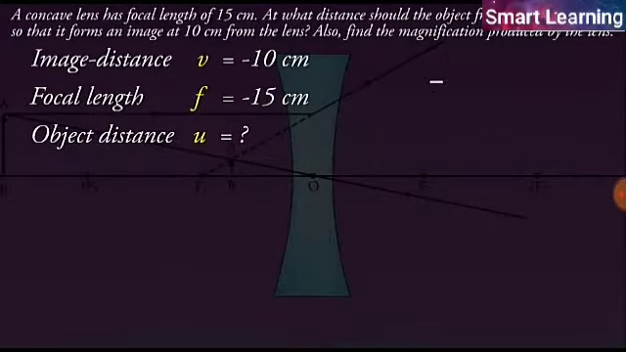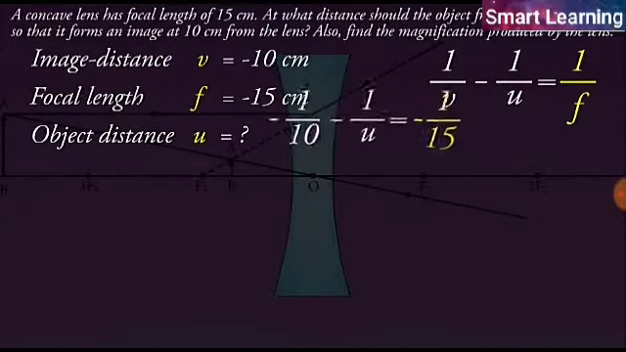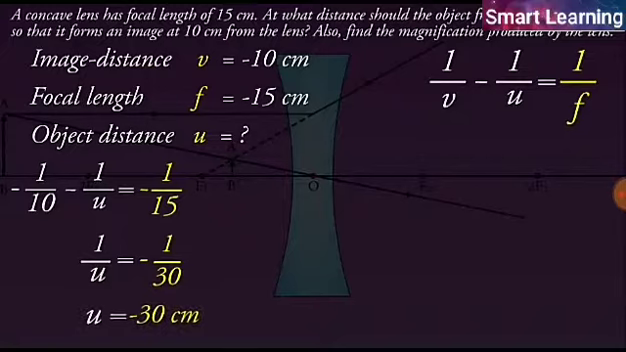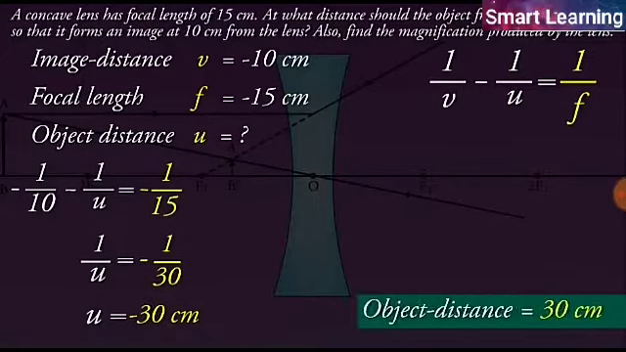Since 1 upon v minus 1 upon u is equal to 1 upon f, it will be 1 upon minus 10 minus 1 upon u is equal to 1 upon minus 15. On solving, this comes out to be 1 upon u is equal to minus 1 upon 30, or u is equal to minus 30 centimeters. Thus, the object distance is 30 centimeters.